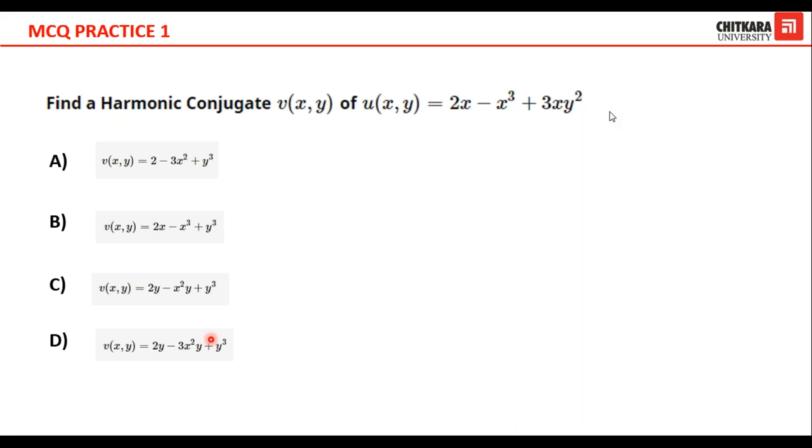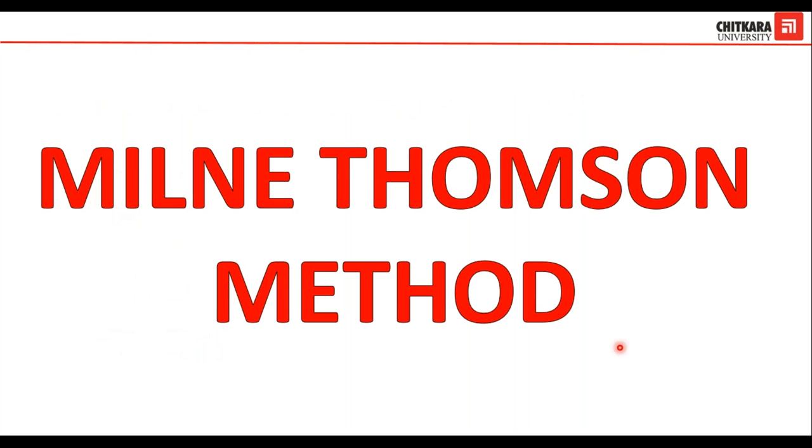Okay, so I think you have jotted it down. And now we move on to the second section, that is the Milne-Thomson method. Now, what is the Milne-Thomson method? You have seen in the second example that you were given the value of u. We had to calculate the harmonic conjugate function v. And then you were also told to calculate the value of the function f(z).